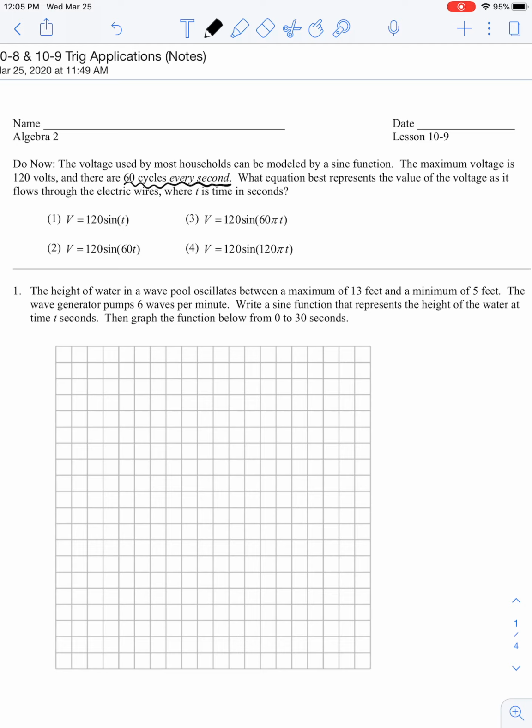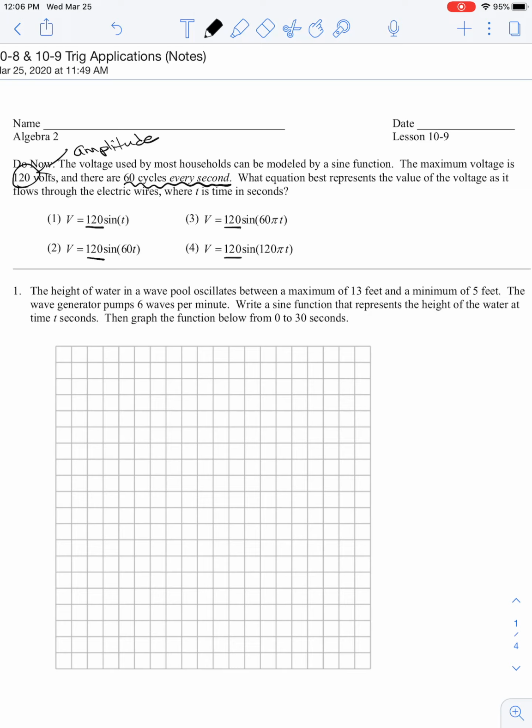Okay, so let's go over the do now question. They tell you that the maximum voltage is 120 and you're talking about a sine function. So the fact that the maximum voltage is 120 is really telling you that the amplitude of your function is 120. But if you look at your four choices, that's not going to help you narrow down your answer because all four have an amplitude of 120. So this is really telling me my amplitude.